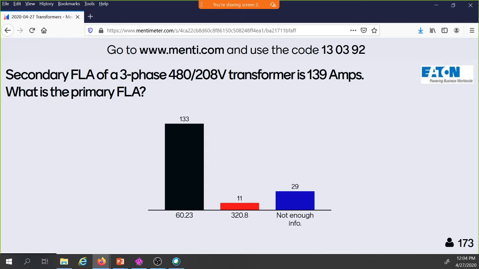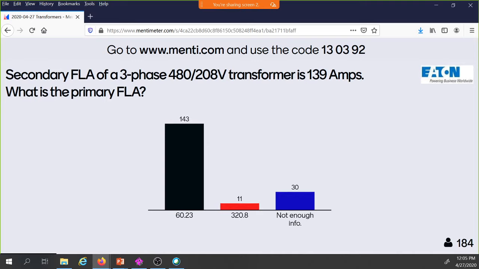For the 40 or so people who didn't get this answer right, we take that 139 secondary amps, multiply that by 208, divide that by 480, and that tells you what that is reflected to the primary. And I don't have to go through kVA and all this other good stuff. That turns ratio is an important tool that we need to understand, because we will use that at various times.